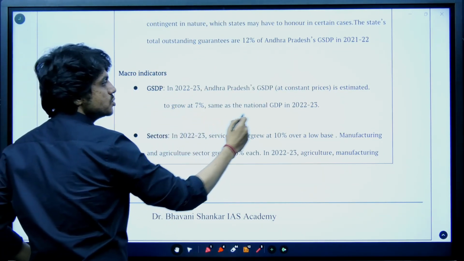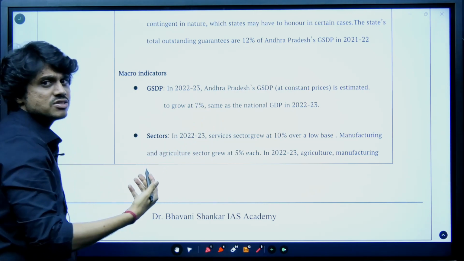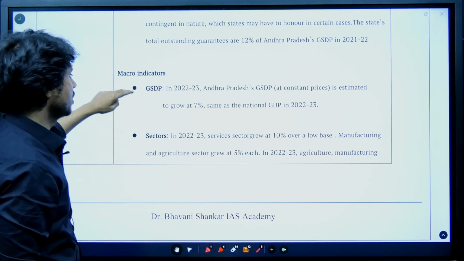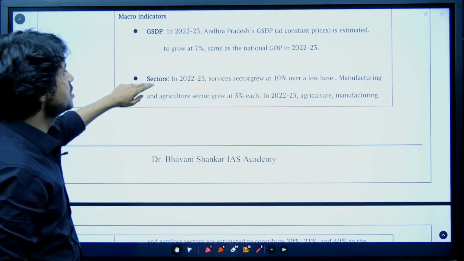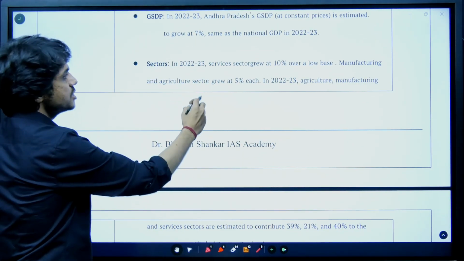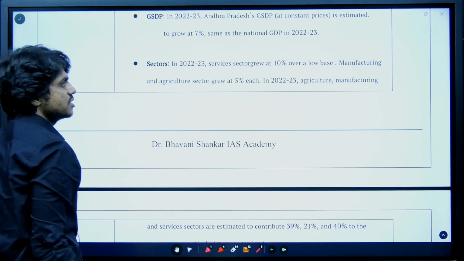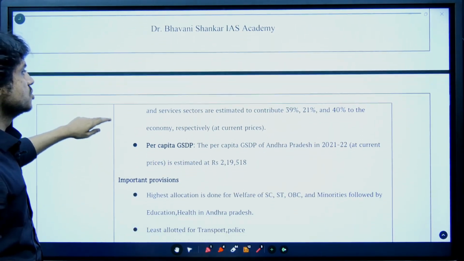So a 7% growth rate is happening. Without these facts, your answers will become very poor. You have to know this. Then, what is the sectoral contribution? The agriculture and manufacturing sectors are growing at 5% each, while the service sector is growing at 10%. That you need to be aware of.